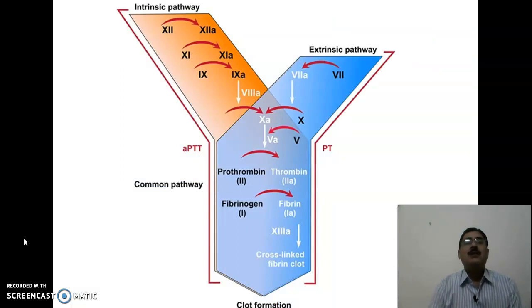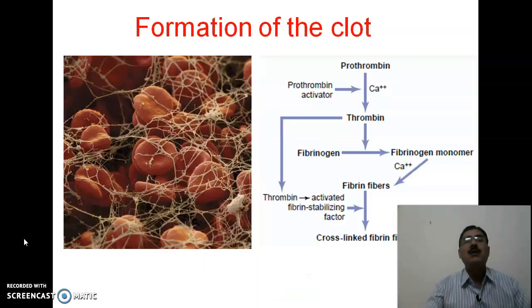Now the summary: the extrinsic and the intrinsic pathway, and after the formation of the thrombin there is a common pathway. During this common pathway the thrombin acts as an enzyme which converts the fibrinogen, the soluble protein, into fibrin, and this fibrin in presence of the fibrin stabilizing factor, that is the factor number 13, forms a clot. Initially the clot is a soluble clot.